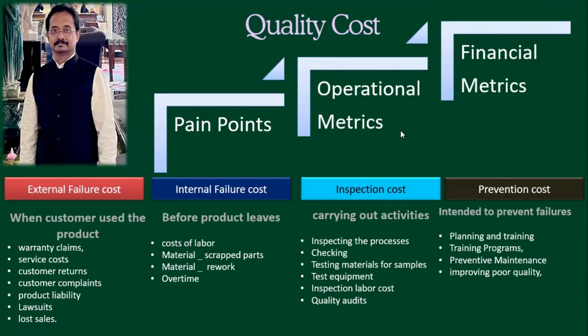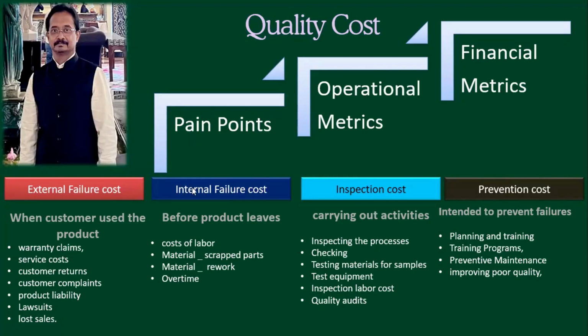And the second one is operational metrics. They will go and check all the operational metrics. Is everything going well or not? Then the third one is the improvement on the financial side. This is a major quality cost here.